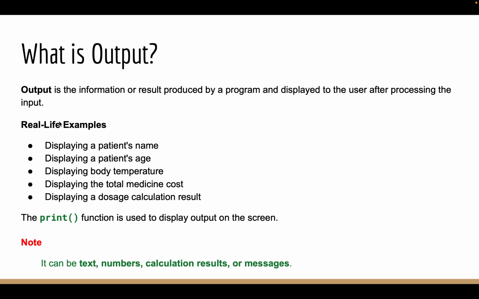So what is an output? As I said, output is the result displayed on the screen. It's the information or result produced by a program and displayed to the user after processing the input. Here the print() function is used to display output on the screen. Output can be text, numbers, calculation results, or even messages.